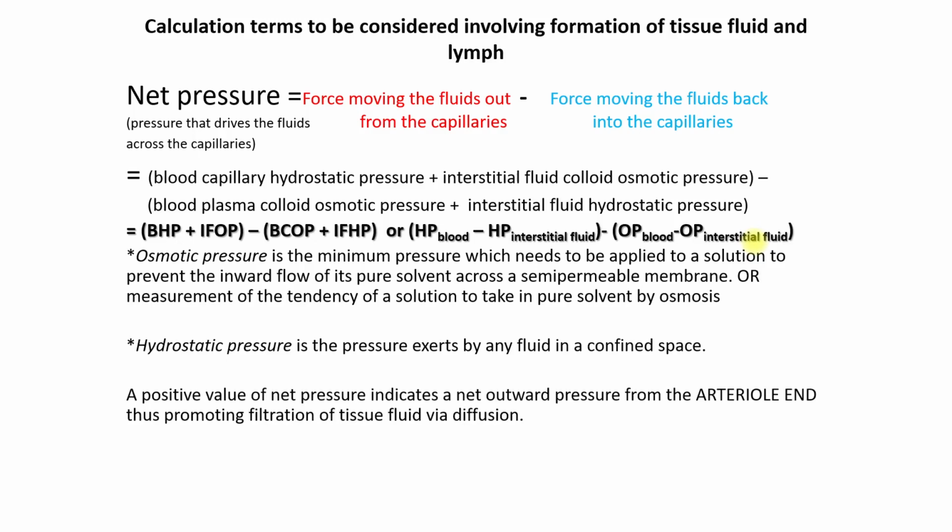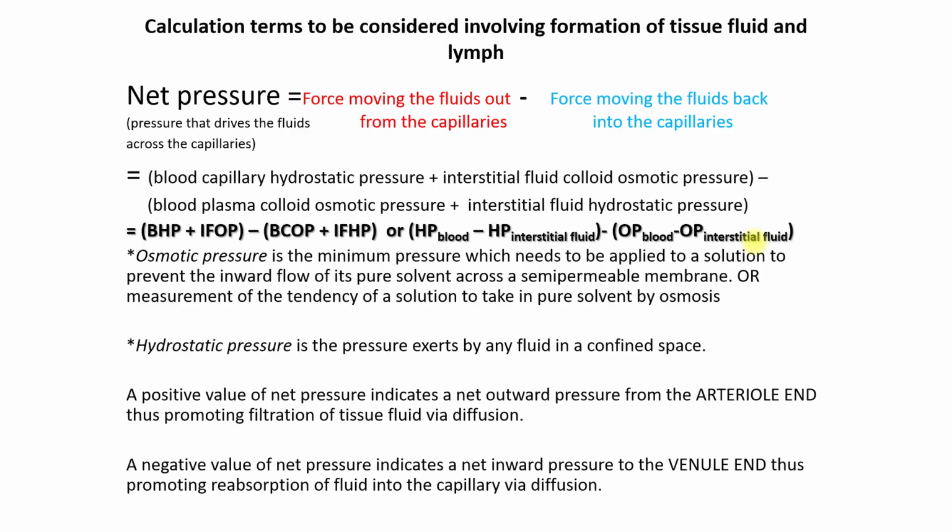A positive value of net pressure indicates a net outward pressure from the arterial end. So this promotes filtration of tissue fluid via diffusion. Then a negative value of net pressure indicates a net inward pressure to the venous end. So this promotes reabsorption of fluid into the capillary, or blood capillary, via diffusion. Remember, students, I stress the word diffusion here.